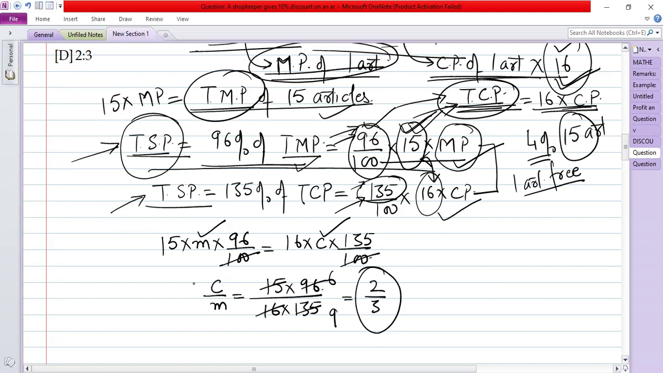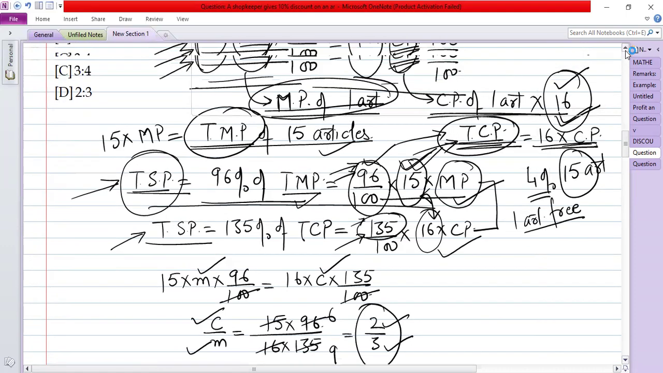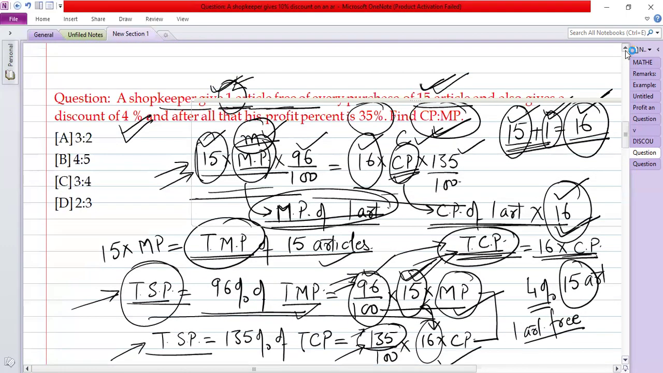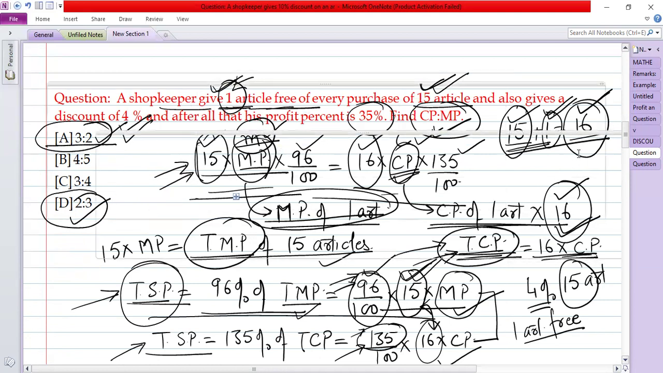Means the cost price and mark price are in the ratio 2:3. So here the option number D is correct. One can very well see the option number D is correct, 2:3. And please mind, do not mark this answer 3:2. Actually, this will be against our common sense. Because if we say cost price and marked price are in the ratio 3:2.